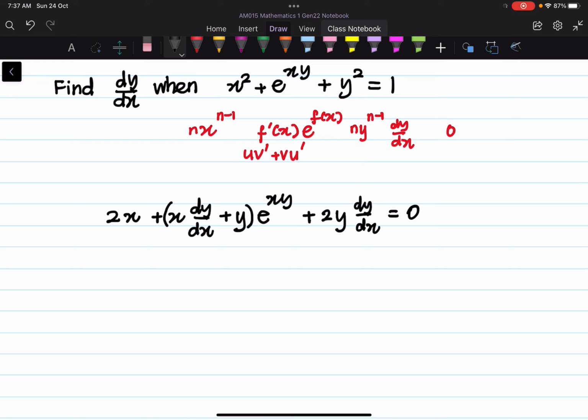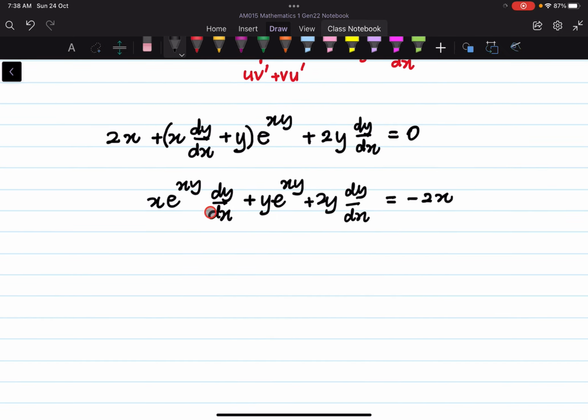So now let us bring this 2x to the right hand side, so it becomes negative 2x, and I'm going to expand this x dy/dx and y with e to the power xy. I'm going to rearrange it at the same time, so it becomes x e to the power xy dy/dx plus y e to the power xy plus 2y dy/dx.